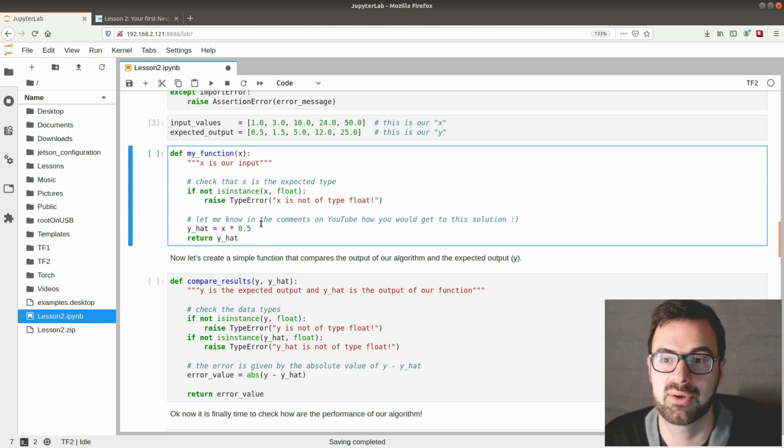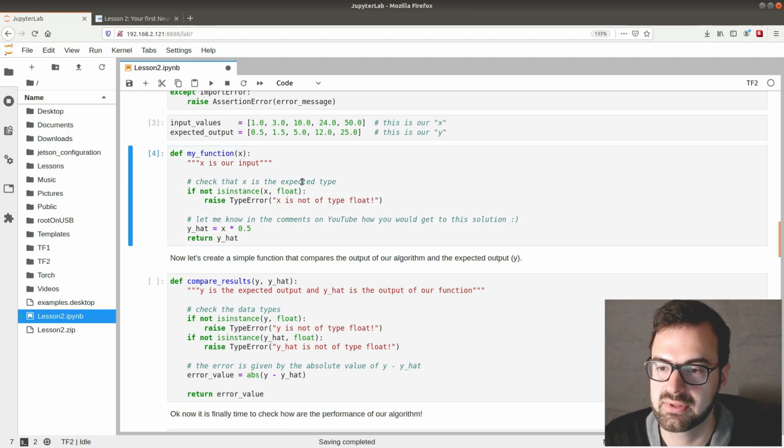So let me know in the comments down below, how would you get to this solution? This was pretty intuitive, but how would you have solved this problem if it wasn't that intuitive? Let me know in the comments down below. So let's run this. Here we just define the function.